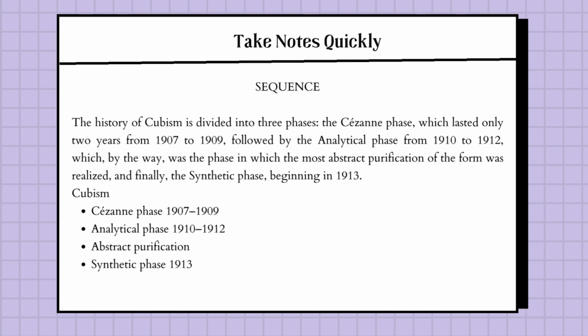The history of Cubism is divided into 3 phases. The Cézanne phase, which lasted only 2 years from 1907 to 1909, followed by the analytical phase from 1910 to 1912, which, by the way, was the phase in which the most abstract purification of the form was realized, and finally the synthetic phase, beginning in 1913. You could note: Cubism, Cézanne phase, 1907 to 1909, analytical phase, 1910 until 1912, abstract purification, and synthetic.